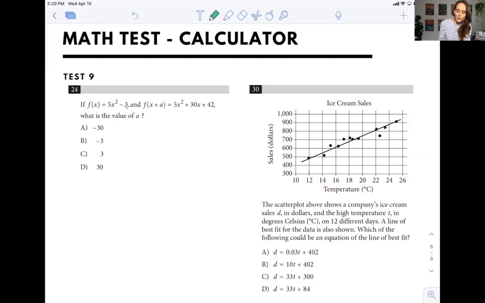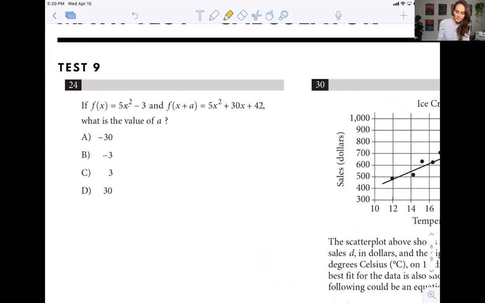So they say both of these: f of x equals 5x squared minus 3, and f of x plus a equals 5x squared plus 30x plus 42. What is the value of a? So a here is a constant, right? Which is a clue for make them match. So since we know what f of x plus a equals, I am going to plug x plus a in over here.